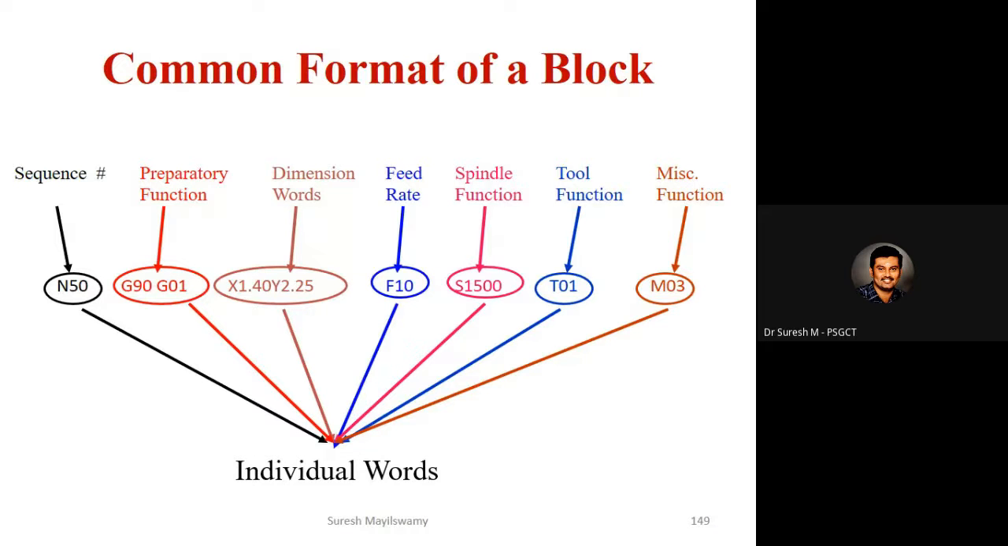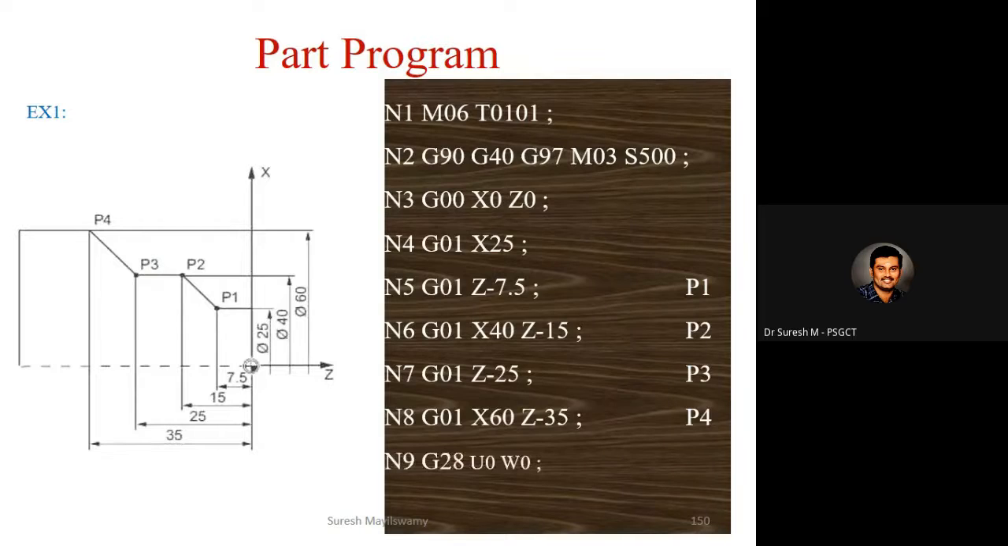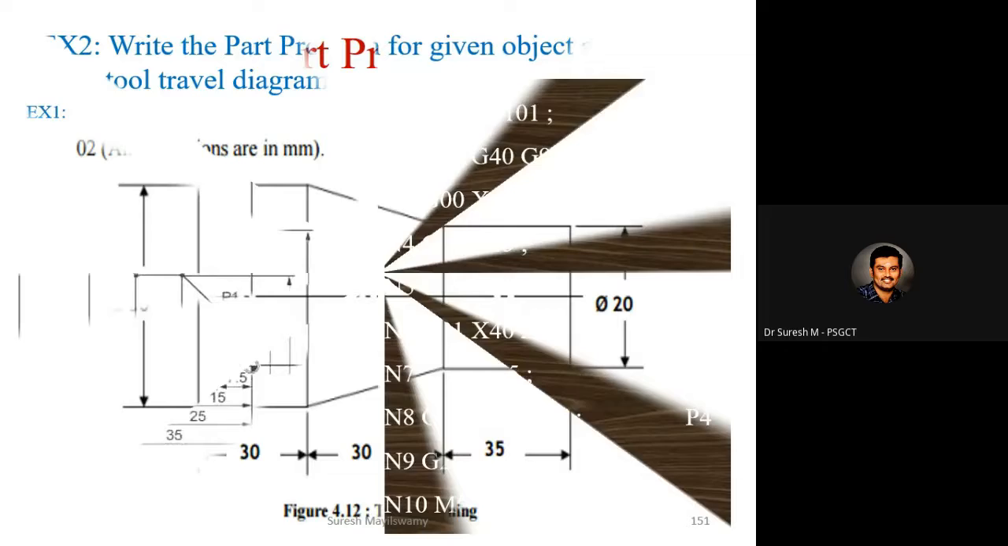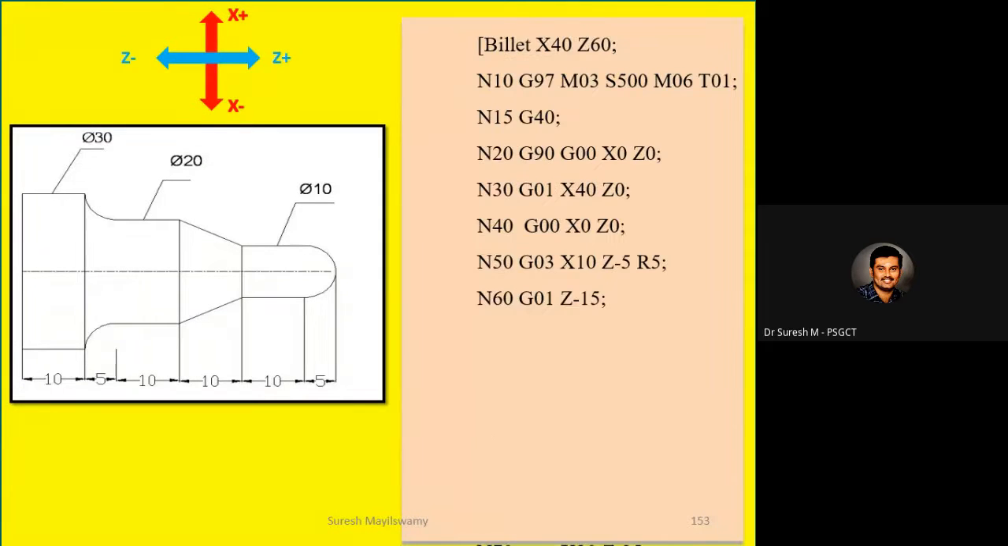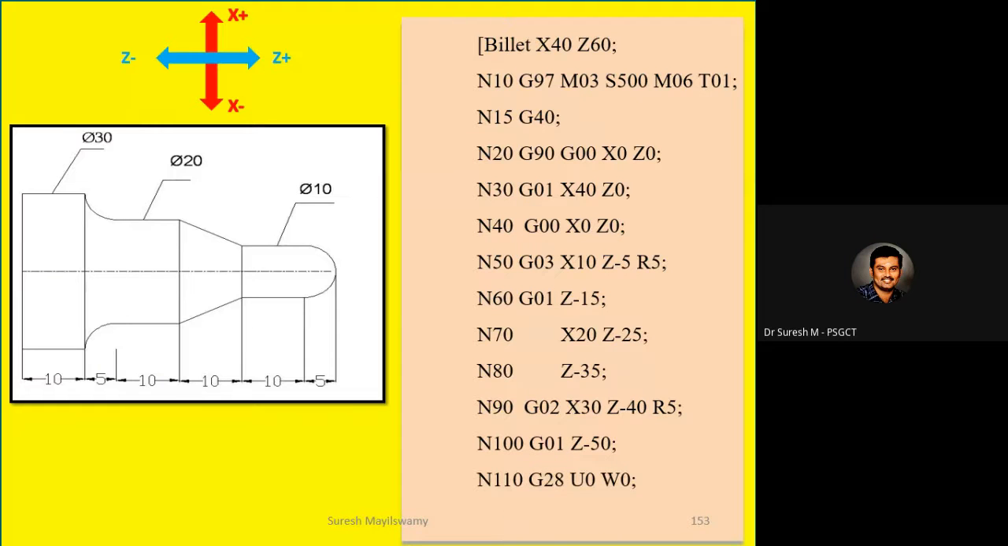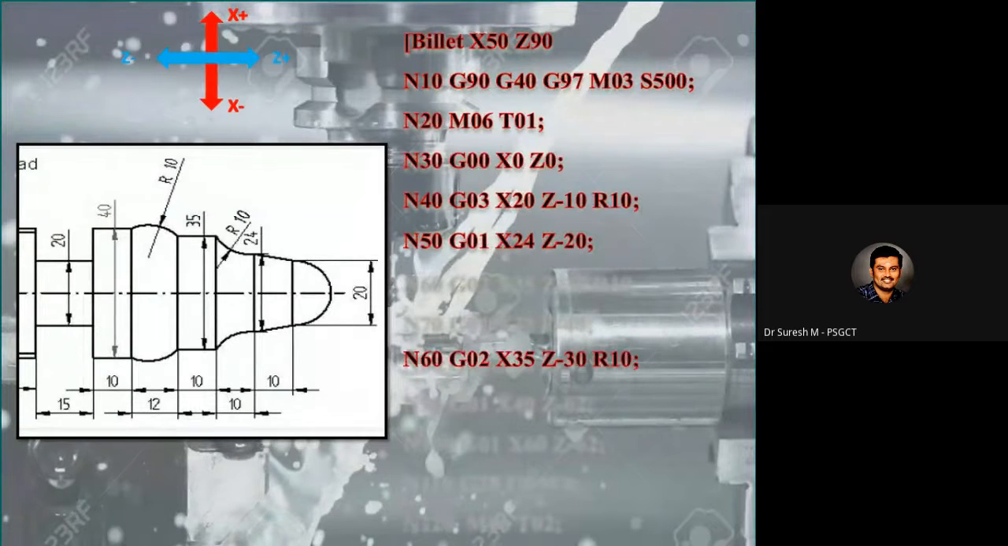In a PLC program, each and every line is called a rung. In the same way, in a CNC program, each and every line is called a block. So this is for a part program. We have to write G codes based on the part geometry. We have to give the dimensions. For example, I'm showing the part program. And this is the next example to show the part programs. Here are some examples of how to write a CNC part program.